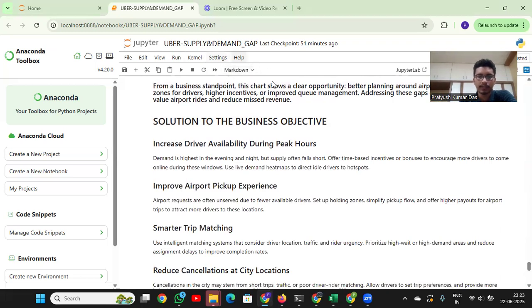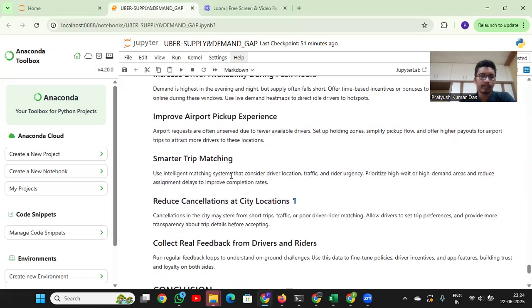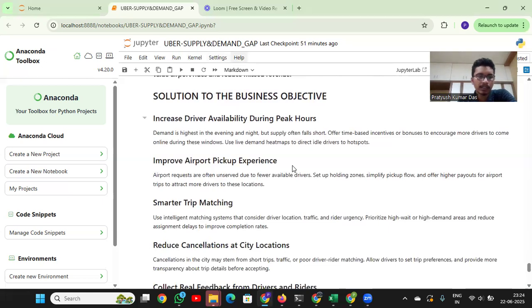All such stuff that we had done comes to a conclusion, and the solution to the business objective will be presented before the conclusion, that is, we can choose these five. I have mentioned these 5 points where we can increase the drivers' availability during the peak hour. Demand is the highest in the evening and the night, but supply often falls short. So we should offer time-based incentives or bonuses to encourage more drivers.